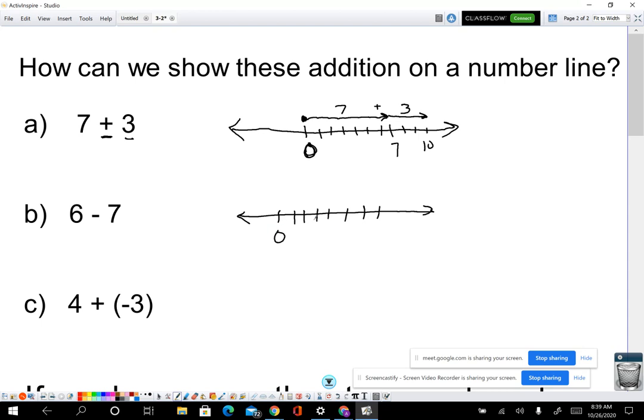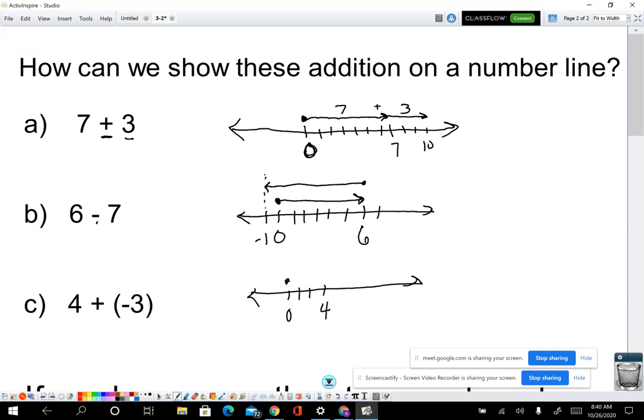So I just want to make sure that when you go to your assignment, if they ask you to do these problems, you know how to do it. So start at 0, go to the right 6. We have a subtraction, so we're going to go to the left 7 units. And we end up at -1. That's our final.